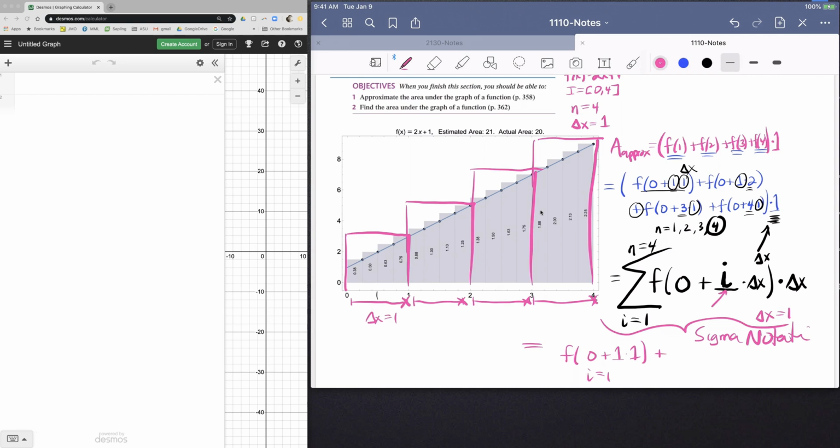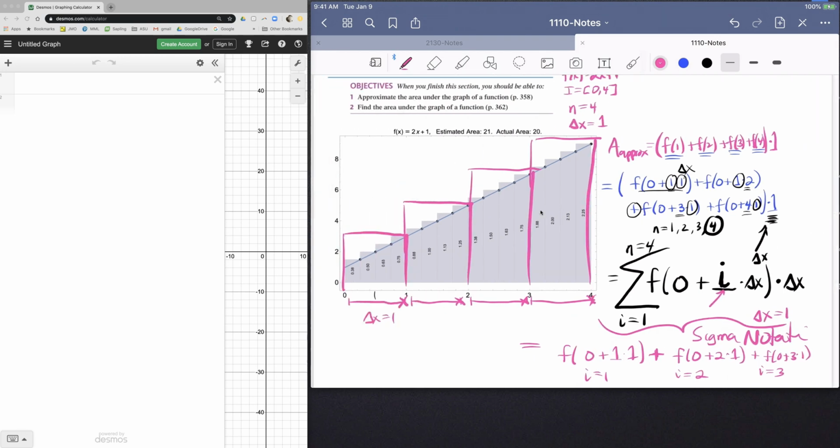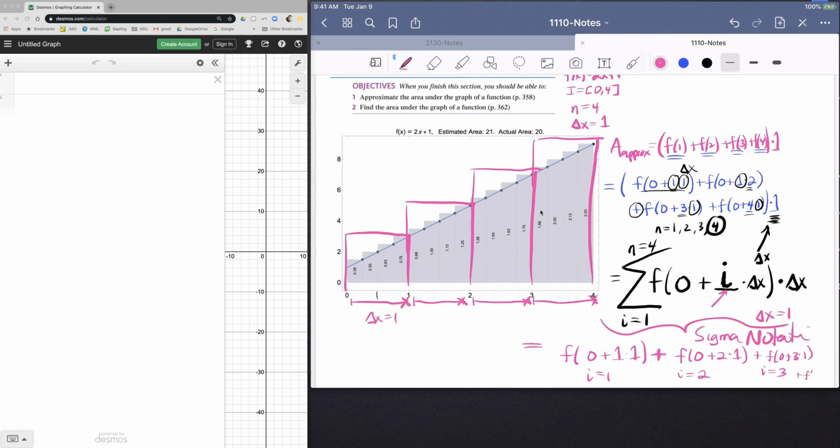And when you go to i equals 2, this sigma notation, this Greek letter sigma, means that you put a plus sign in between them, and then you move to i equals 2. When i equals 2, you'll get 0 plus 2 times 1, where 1 is equal to delta x. Put a plus sign, move to i equals 3: 0 plus 3 times 1. And then finally, we'll get to i equals 4: 0 plus 4 times 1. And then all of that is going to need to get multiplied by delta x.